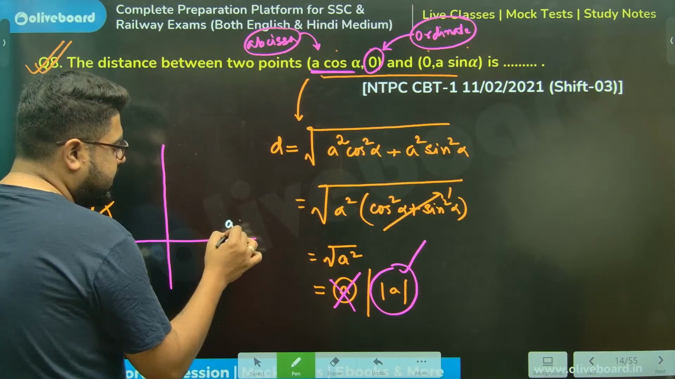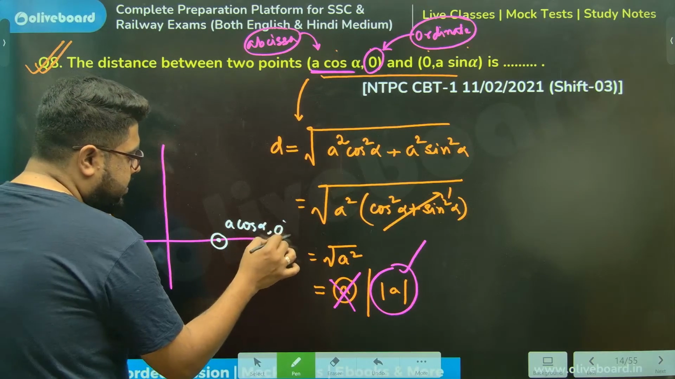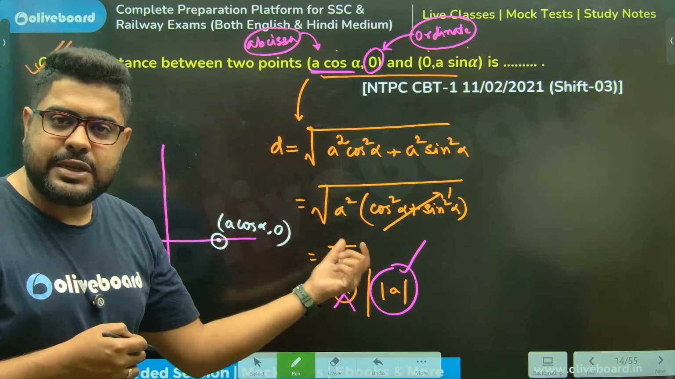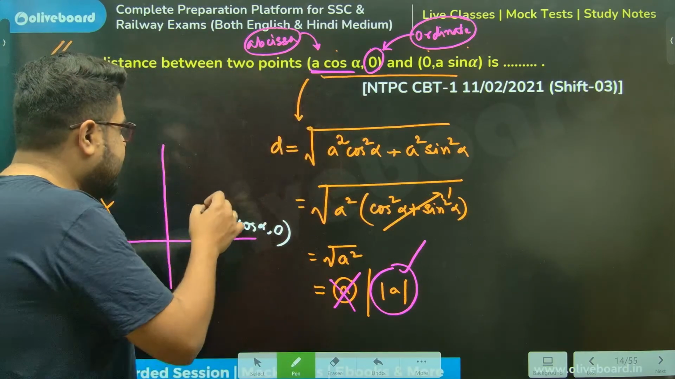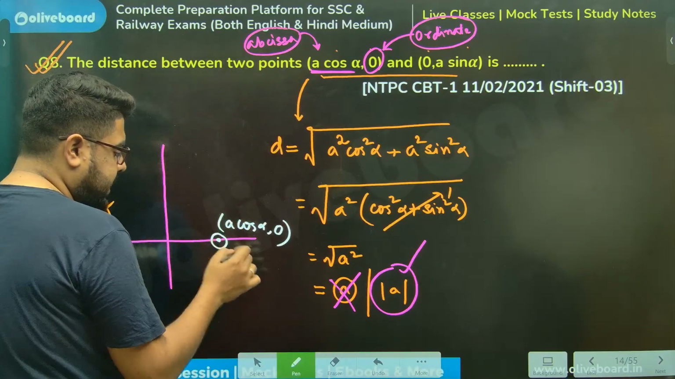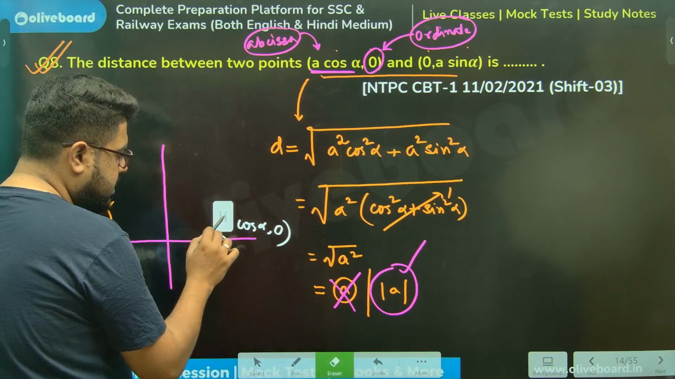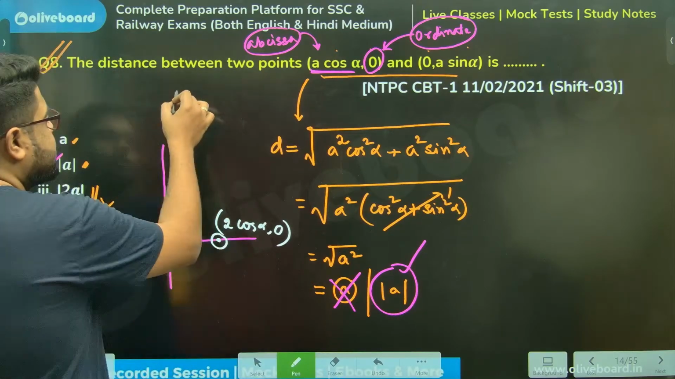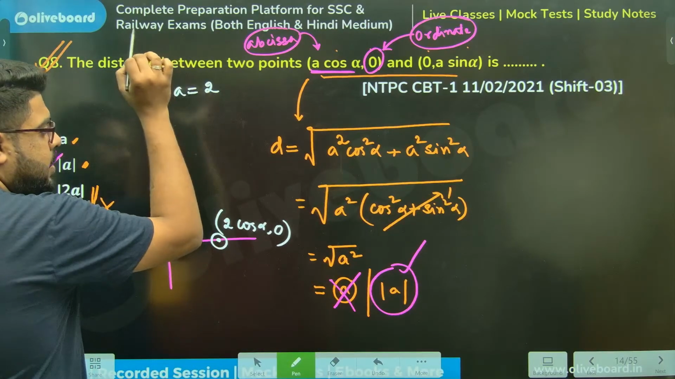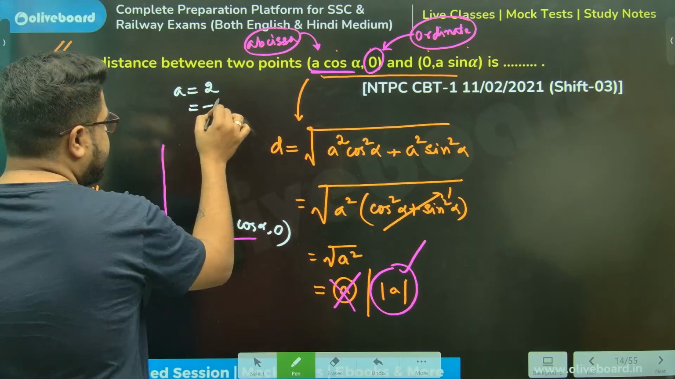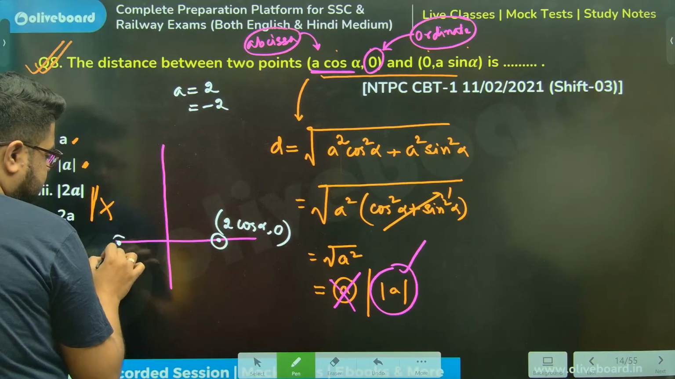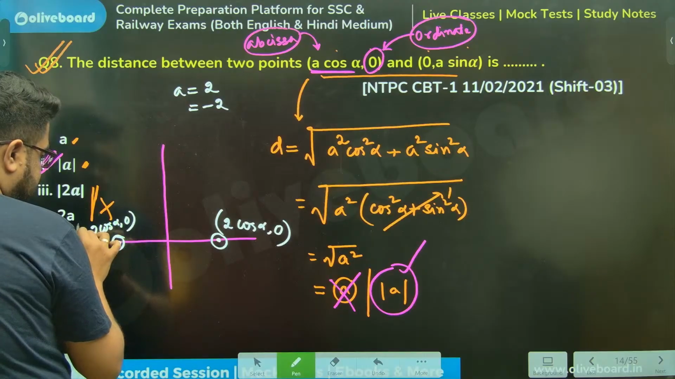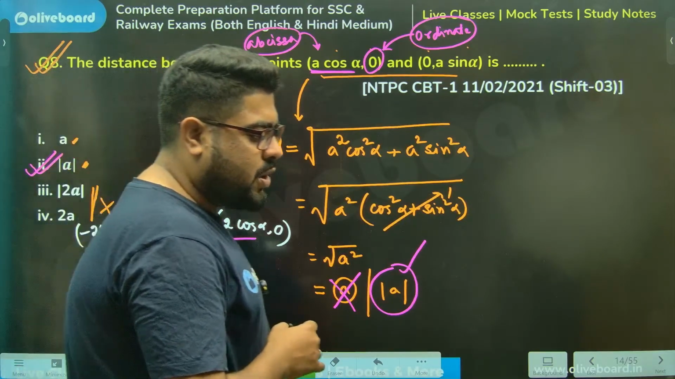A cos alpha comma 0. But sir, the problem is I do not know whether A is positive or negative. Let's say A is 2. In that case it will be 2 cos alpha. But if A is minus 2, then the situation will be minus 2 cos alpha comma 0.